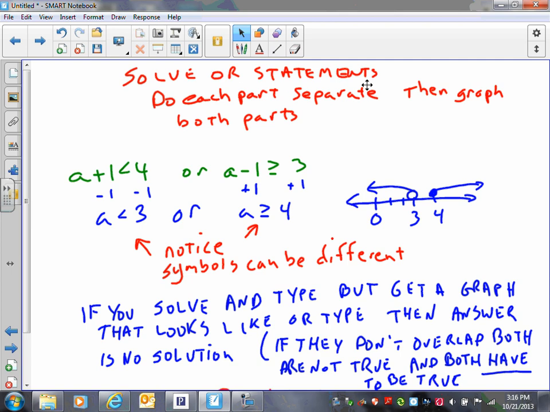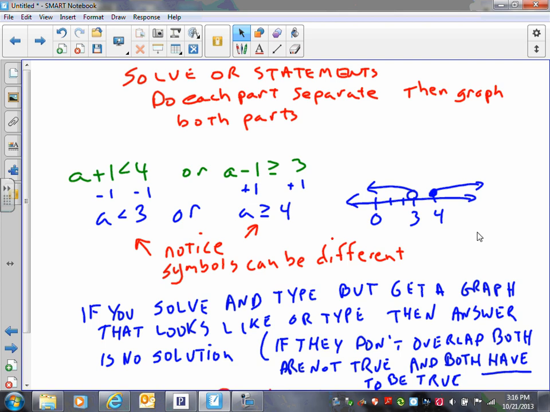Now, if we're solving OR statements, you do each part separately, and then you graph both parts. So if I have a plus 1 is less than 4, simple one-step inequality, subtract 1 from both sides. I get a is less than 3. Or a minus 1 greater than or equal to 3. Notice these don't have to be the same. I add 1 to both sides. I get a is greater than or equal to 4.